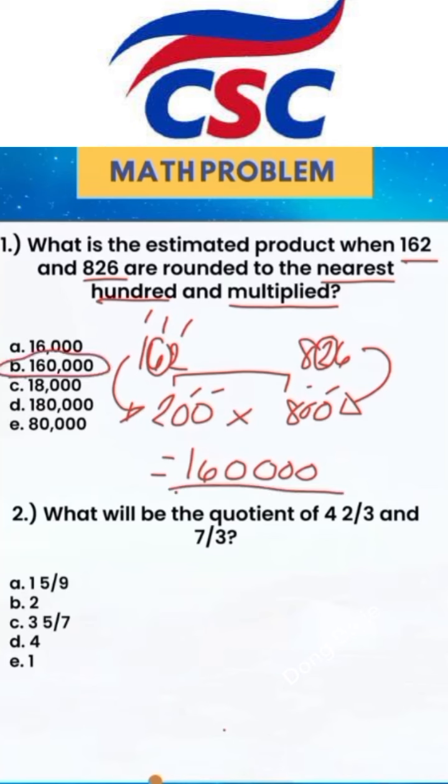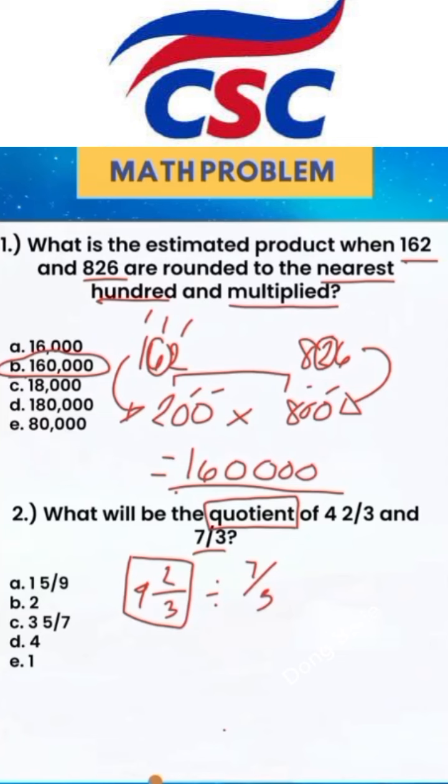Okay, number 2. What will be the quotient, okay, of 4 and 2/3 and 7/3? So, quotient meaning division po yan. So, i-divide lang po natin yung 4 and 2/3 divided by 7/3. Take note of this division of fraction. Since mixed fraction ito, i-convert lang po natin to improper fraction.